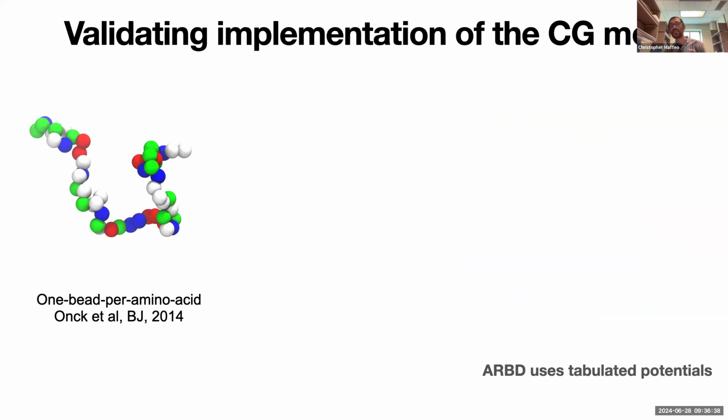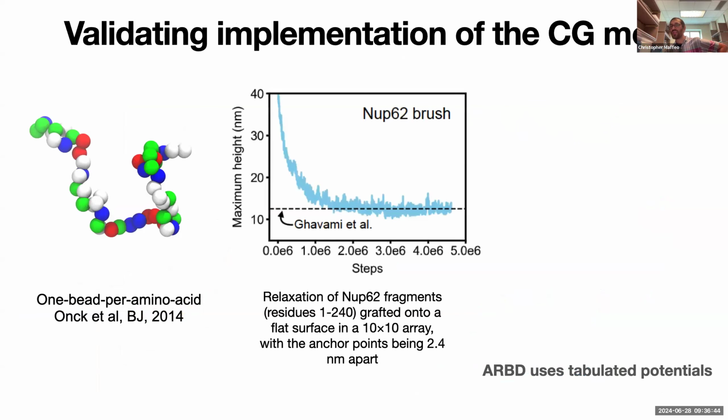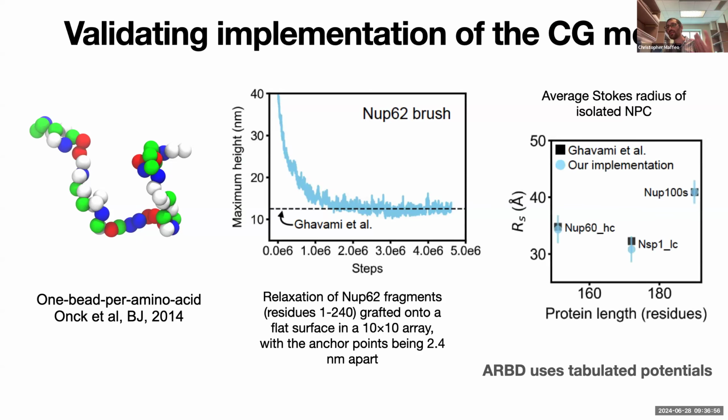So this is a realization of that principle of using other people's models, which we validated by making sure that we get the right height of a brush of these polymers, and also that the radius of gyration, or I guess the Stokes radius, closely related, of individual NUPs matched ones reported by the original authors. And this was implemented in ARBD, and there are some differences, of course, between the code that we have and the code that the model was originally implemented in. So this kind of validation is absolutely key.